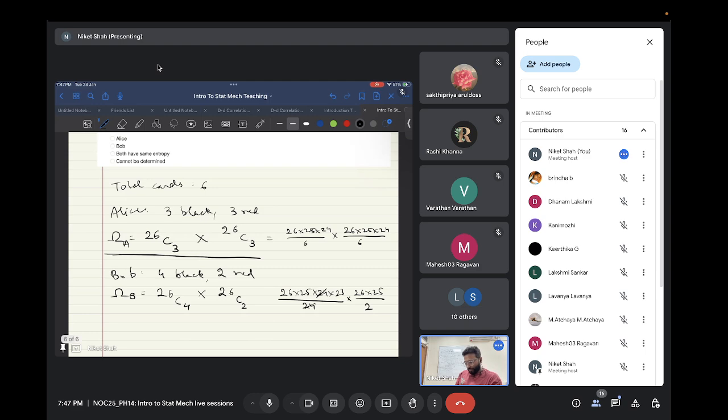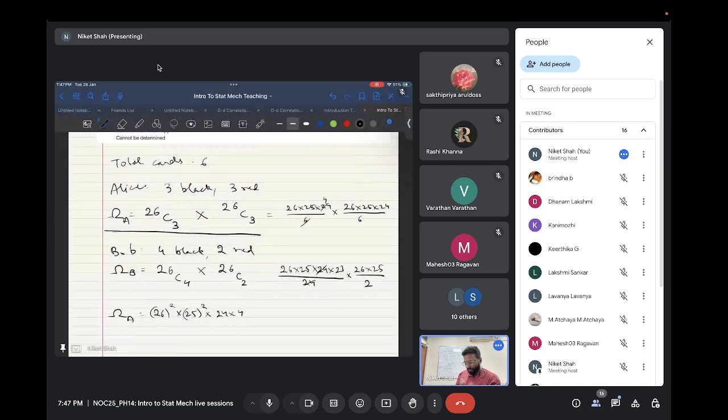So the above one for Alice, 26 square into 25 square into 24 into 4. Basically what I did was 4 here and 4 here. Sorry, so 26, 25 into 4 square. My bad.